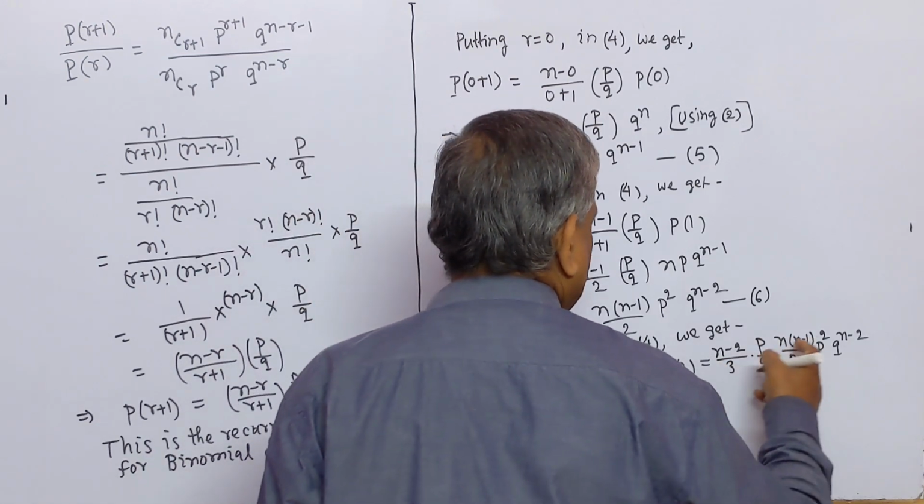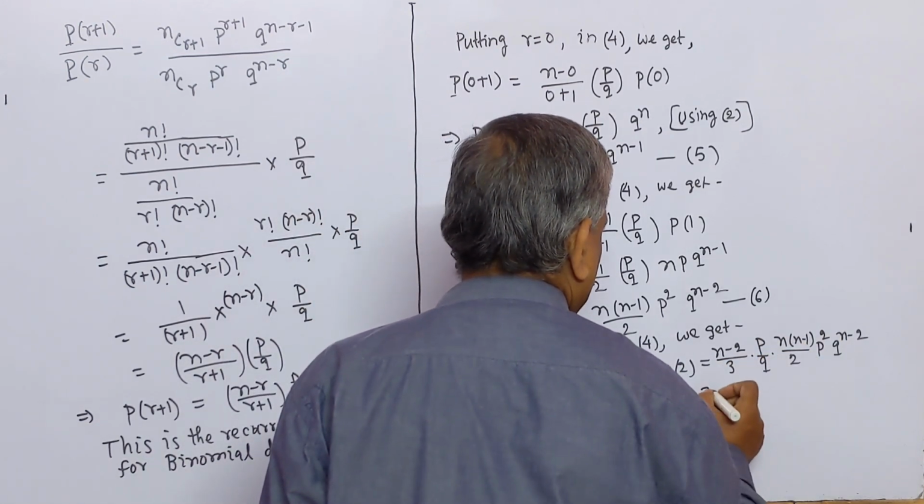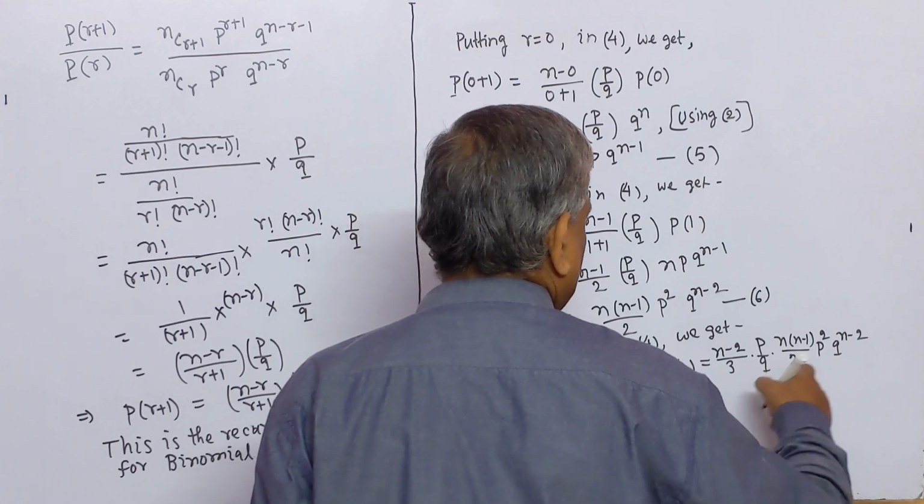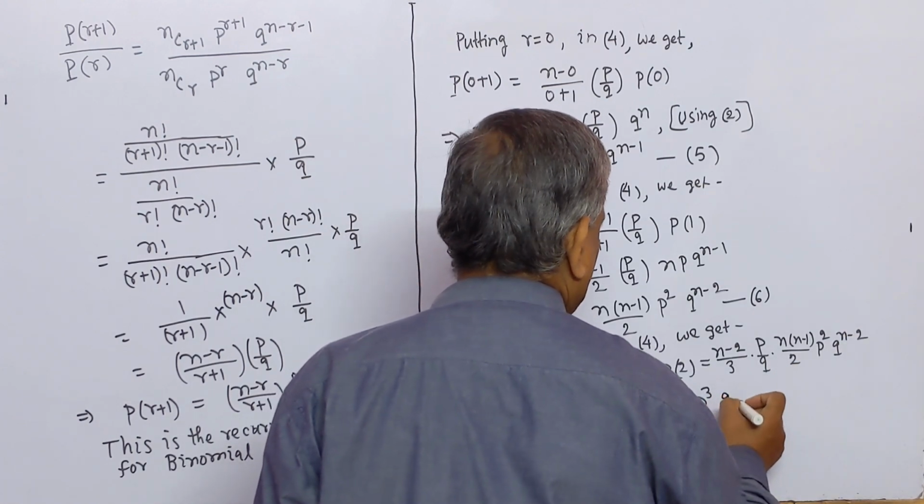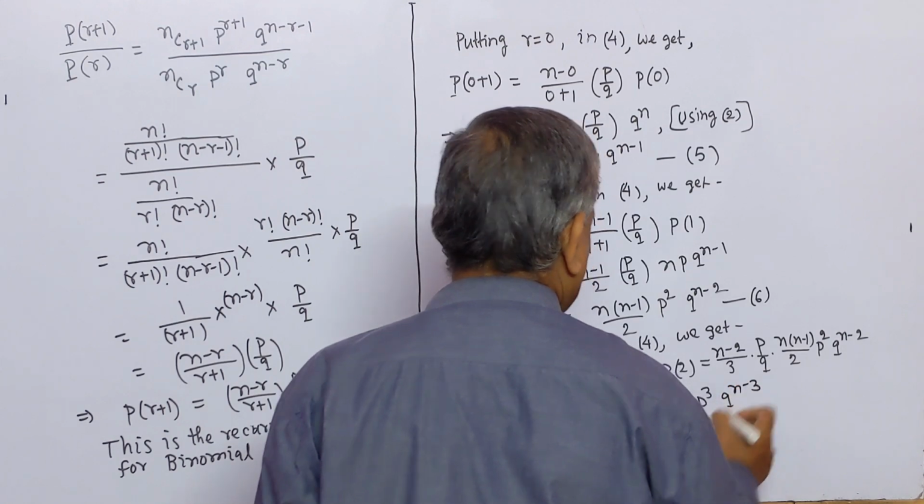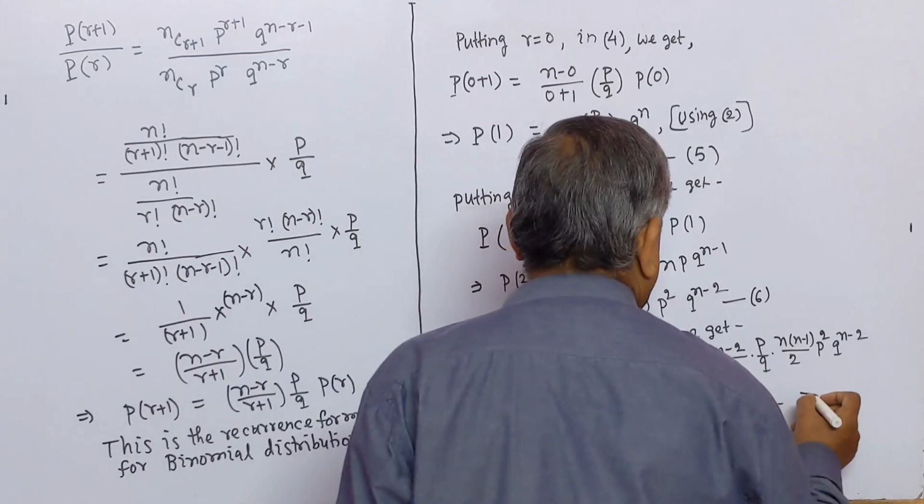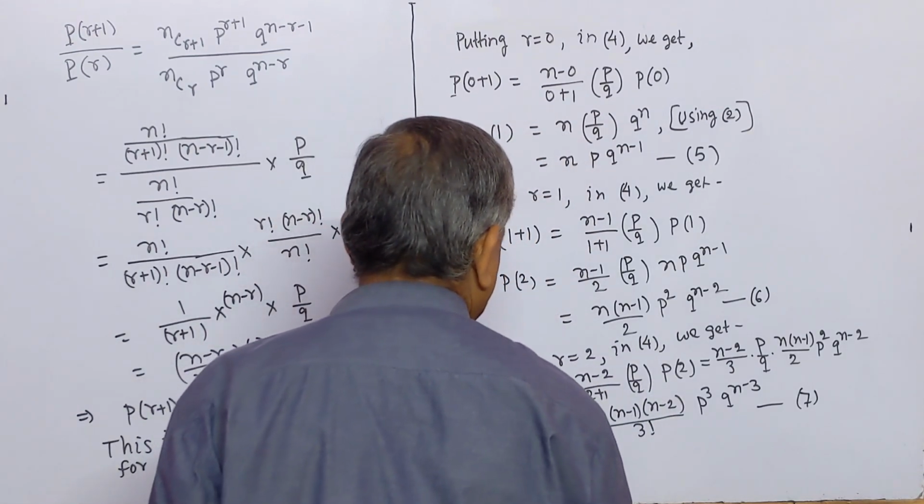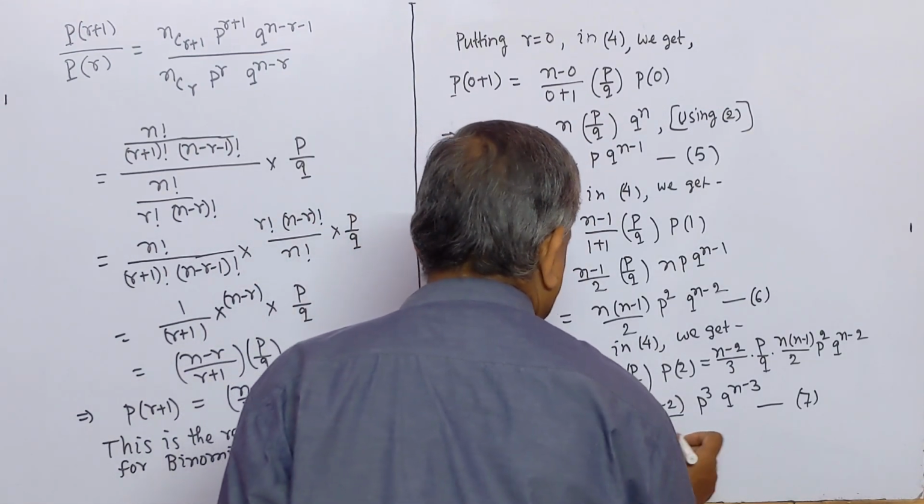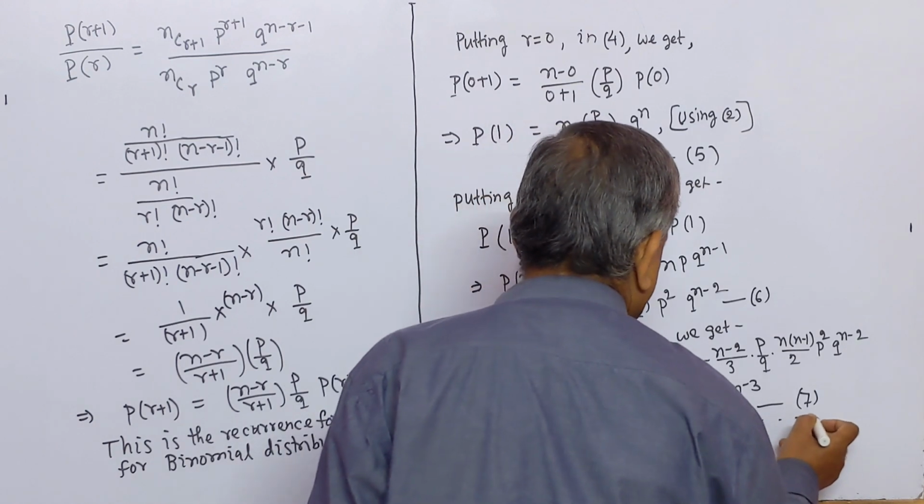And here p square, p cube. Here q to the power n minus 2 means q to the power n minus 3. This is number 7. In this way, we may solve and find other values.